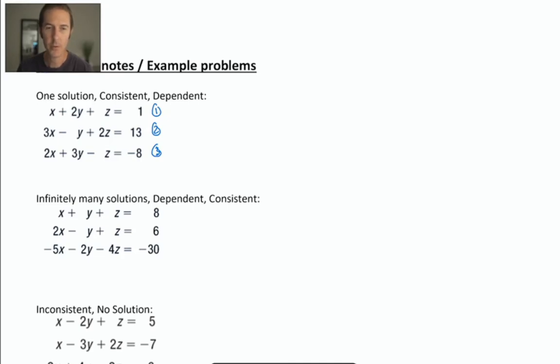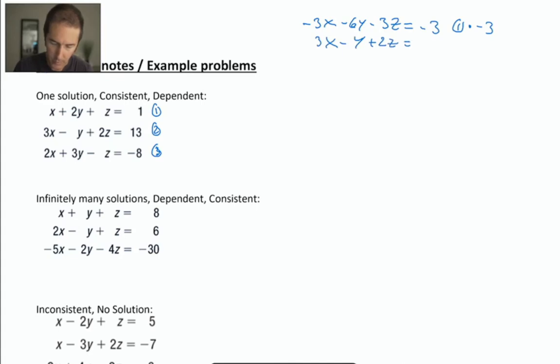So I'm going to take equation number 1. I'm going to do this work over here. Let's take equation number 1 and multiply it by -3. That gives me -3x minus 6y minus 3z. Don't forget to multiply the right-hand side by -3 also. And that's equation 1 times -3. Below that, I'm going to write equation number 2. Just kind of copy and paste it over there. 3x minus y plus 2z equals 13. And that's equation 2. And then I'm going to add these together.